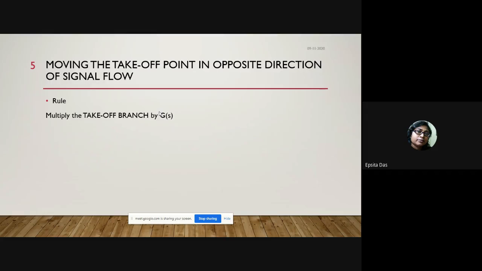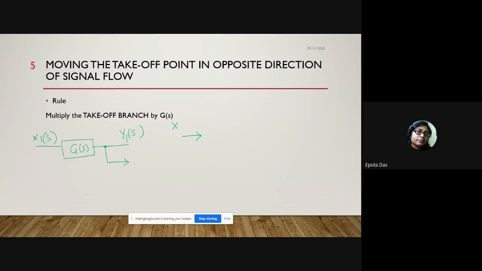Next, you will now be able to tell me this yourselves. I draw the picture. I have X1(s) here, I have G(s) here and Y(s) here. Initially my signal was this. And I want to move it in the opposite direction of the signal flow.